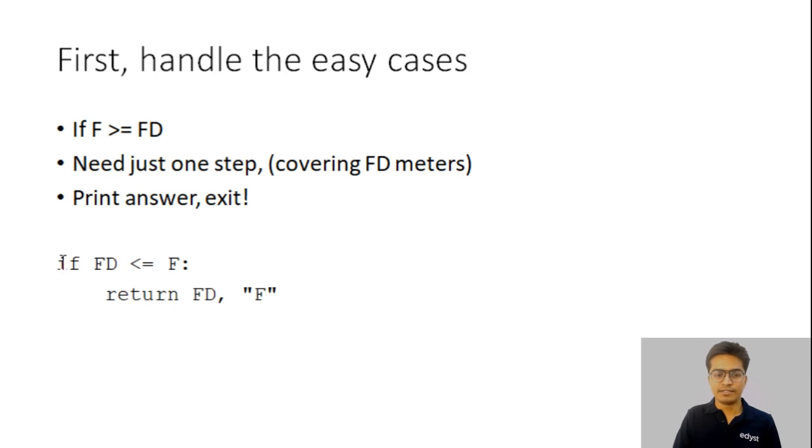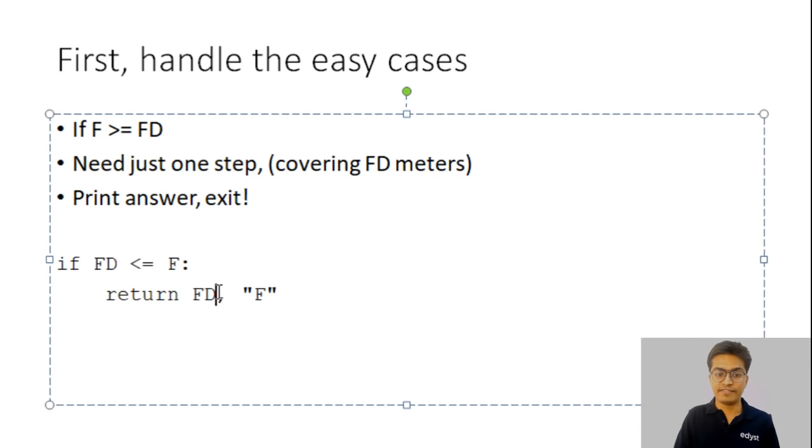Which translates into this nice piece of pseudocode. If FD is less than or equal to F, you're going to return FD, and the direction here is forwards.